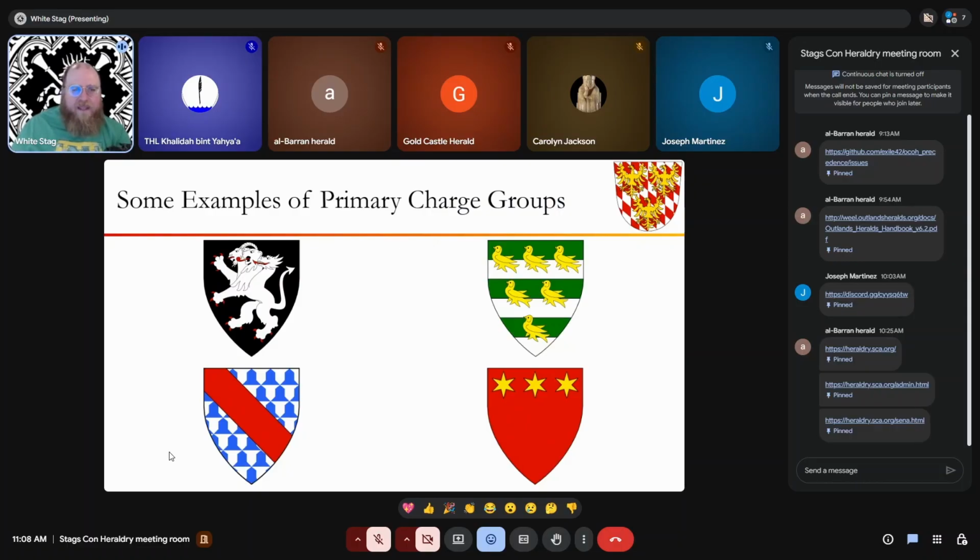In the top left, this is a primary charge group of a single charge. It's just a chimera. Immediately below it, the primary charge is the bend. There are no secondary or any other charge groups. These are only primary charges here. Top right, we have 6 martlets, so that is a primary charge group of 6 charges. And in the bottom right, there is no central charge on the field, but there's no ordinary, and so the 3 mullets in chief constitute the primary charge group on this armory.